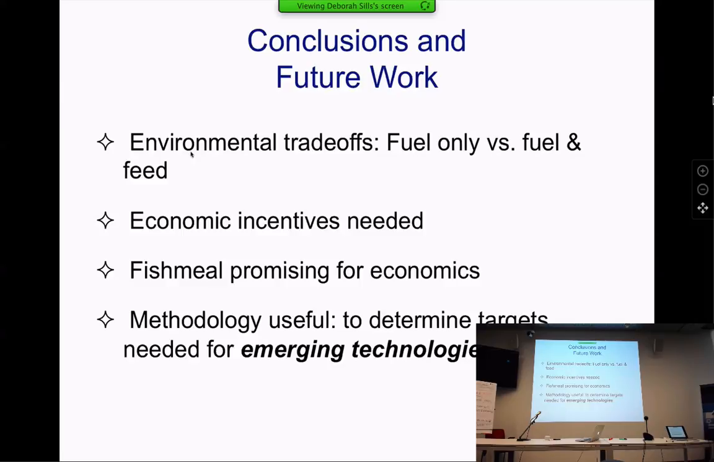All right, so environmental trade-offs for that pathway: fuel versus feed, versus ecosystem. So this again illustrates something I said, that LCA was good for comparing scenarios. And then with economics for this study, clearly we need economic incentives for renewables. Fish meal or other value-added products are going to be important to make this viable. And this methodology of having a target for your indicators and then changing your parameters could be applied to other emerging technologies.